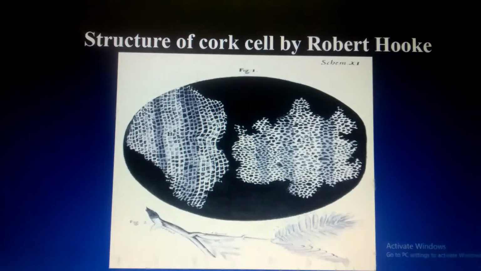Now, the structure of the cell was first observed by Robert Hooke under his microscope, in cork cells. That's why they are known as cells, because of the room-like appearance.